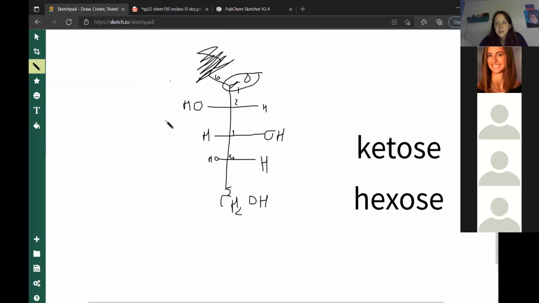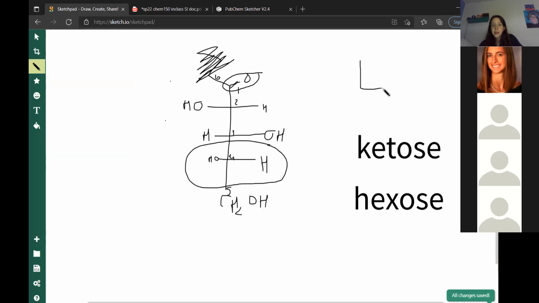Another question asks us, is it a D or an L enantiomer? So I'm going to look at this bottom carbon right here, this last little branch off. The OH is on the left side. And so since it's on the left side, it's going to be an L enantiomer. Then if it was on the right side, it would be D.